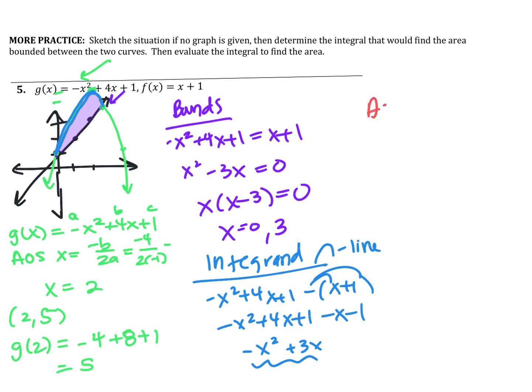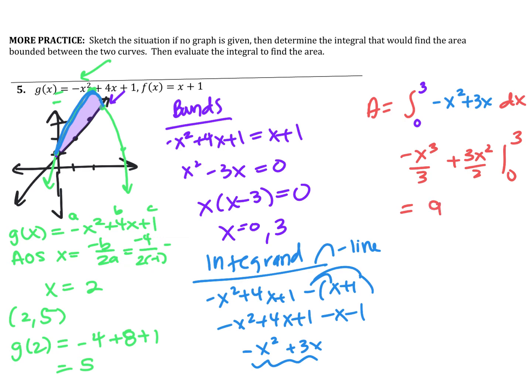So if you haven't already, go ahead and set up your area integral and evaluate that. So we're going to integrate from 0 to 3 of negative x squared plus 3x. That's going to give us negative x to the third over 3 plus 3x squared over 2 from 0 to 3. If I plug in 3, negative 27 over 3 is negative 9, plus 3 squared is 9, so 27 over 2, and then when we plug in 0, we get 0.